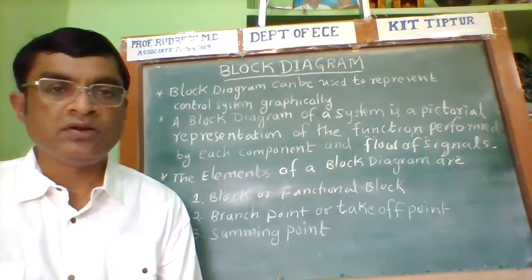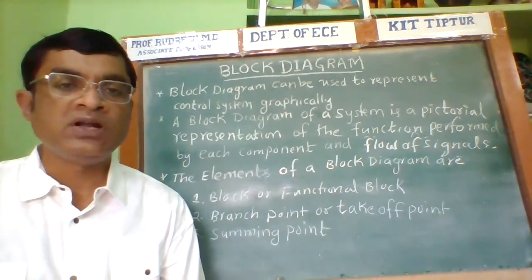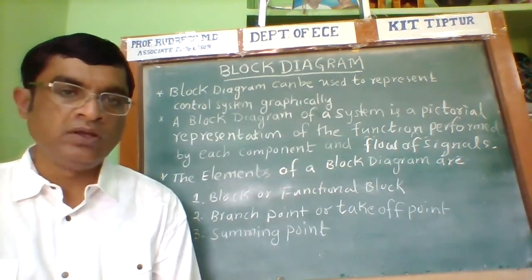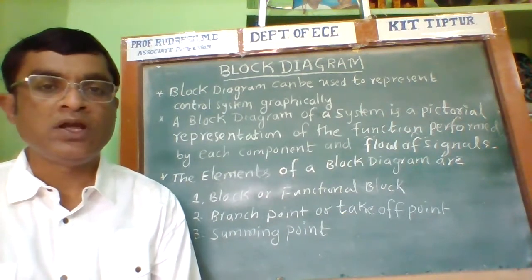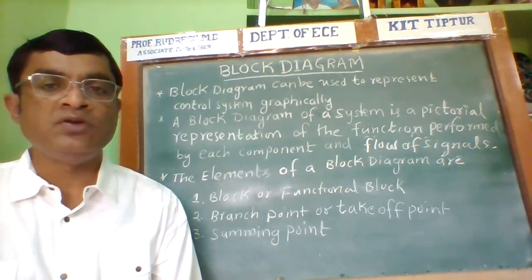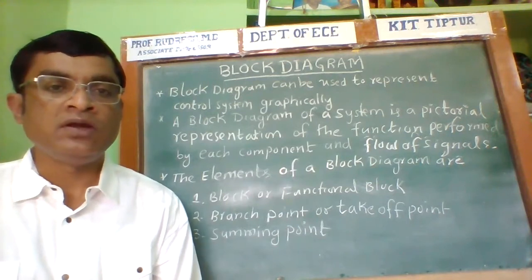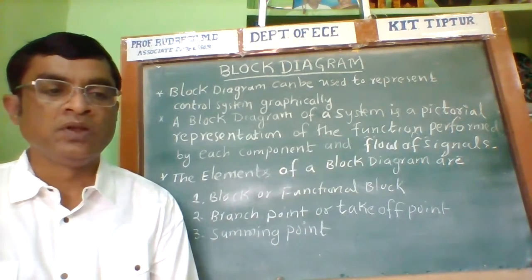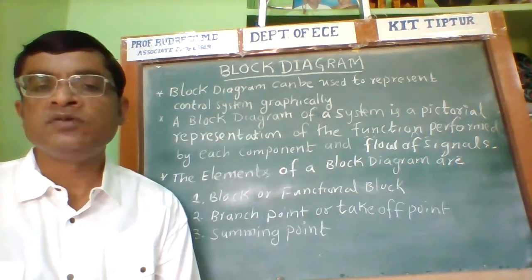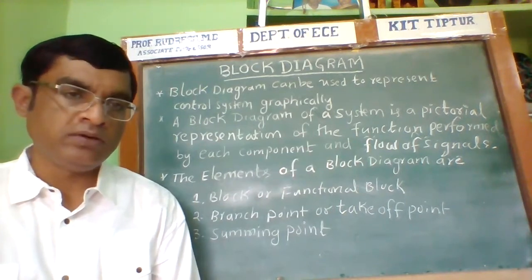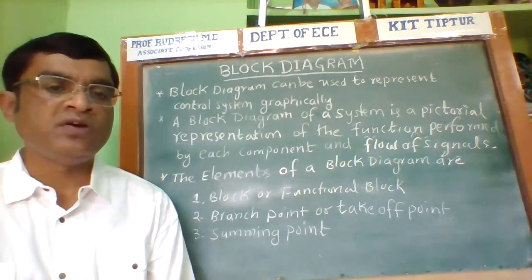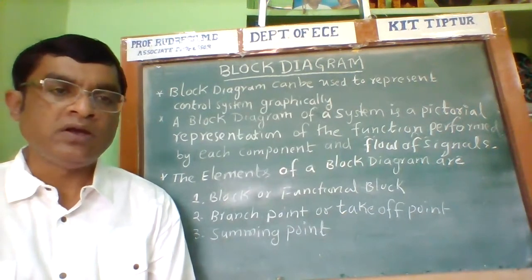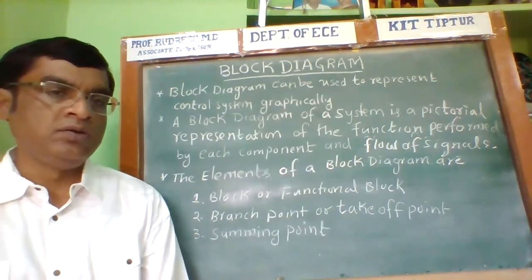In today's session, I'm going to discuss an important topic of the control system: the block diagram and signal flow graph. Both the block diagram and signal flow graph can be used to represent the control system graphically. We know that a control system consists of a number of physical components. In control engineering, to show the function performed by each component, we commonly use a diagram called a block diagram.